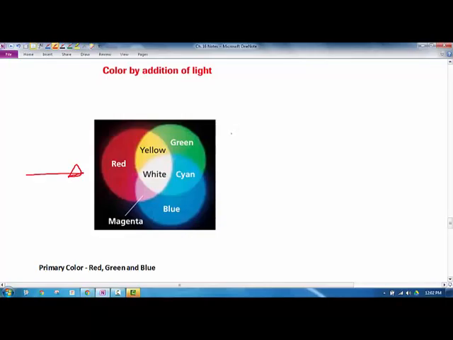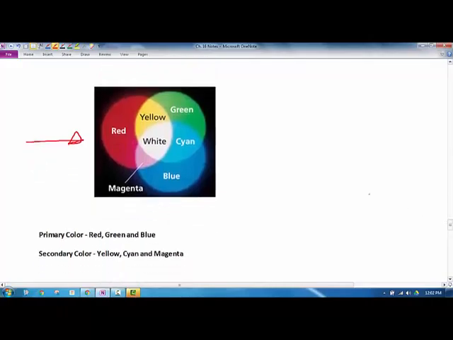So we have primary colors. Primary colors are red, green, and blue. And if you combine red and green frequencies of light, you get yellow. If you combine blue and green frequencies of light, you get cyan. If you combine blue and red, you get magenta. Okay, so those are primary colors. The secondary colors would then be yellow, cyan, and magenta.